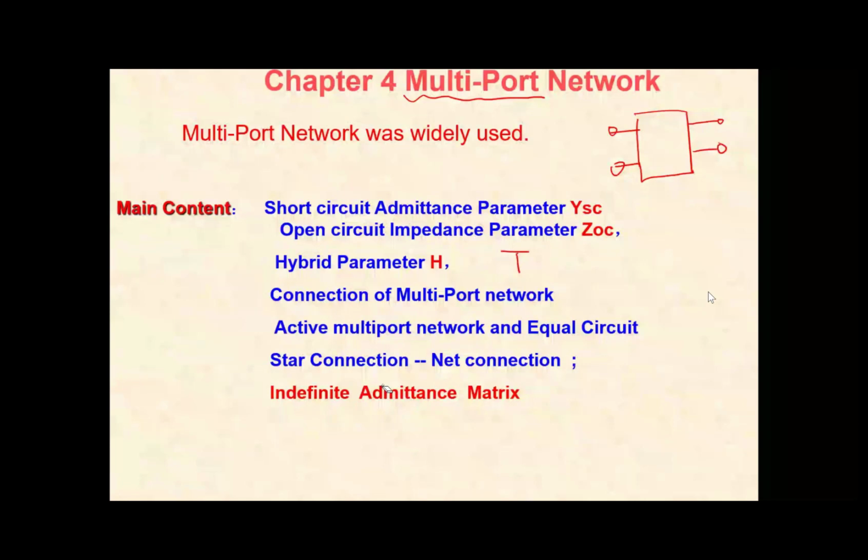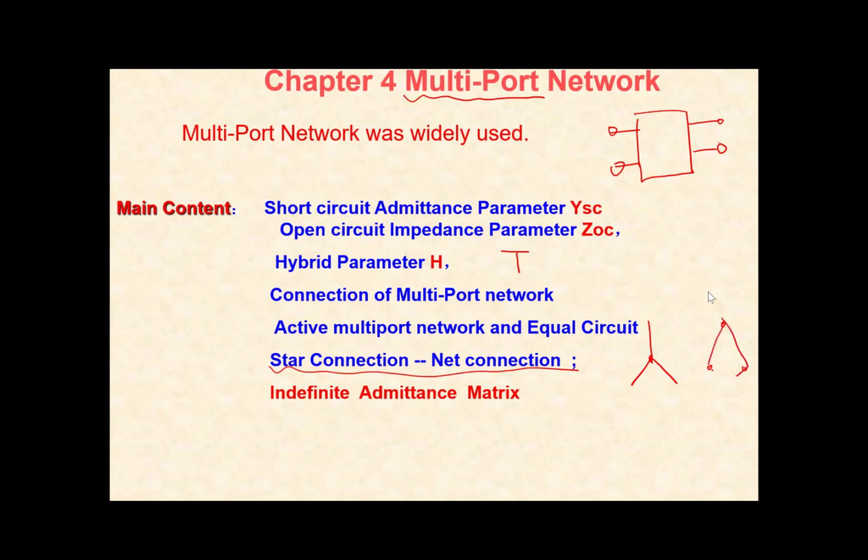And we will discuss star and net connection. What does this mean? This means this is Y to delta connection. Y to delta. But if we have one more branch, then there will be net connection.